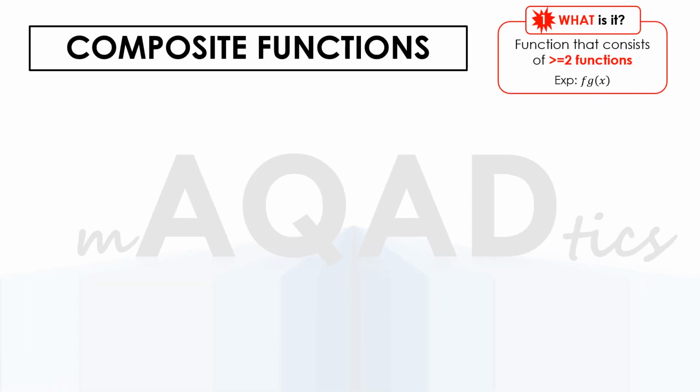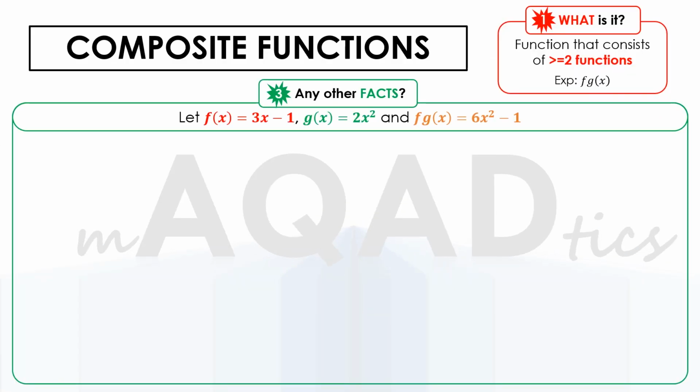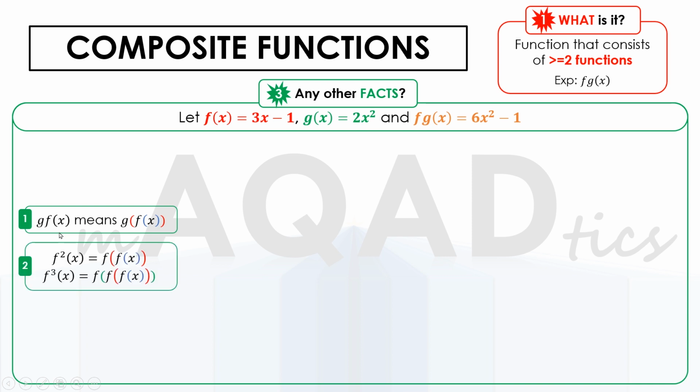And lastly, what are the extra facts that we need to know for composite functions? The first one is g(f(x)) also means g bracket f of x. So there's an extra bracket on the outside of f(x). We don't usually do this because this one is much more complex. This one should be fine. And the second fact is if f squared of x, the 2 here means we have two functions of f, as you can see on the right side. If there's a 3, which means there are 3 functions of f.